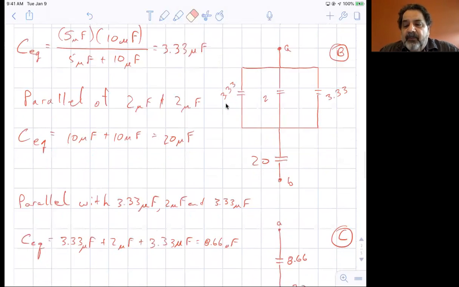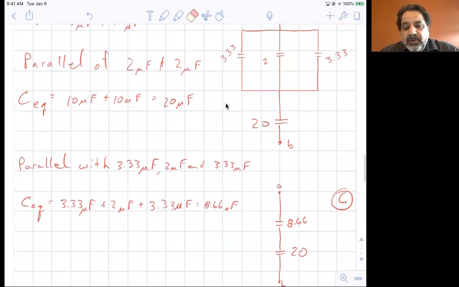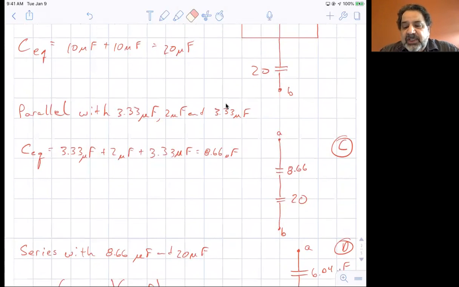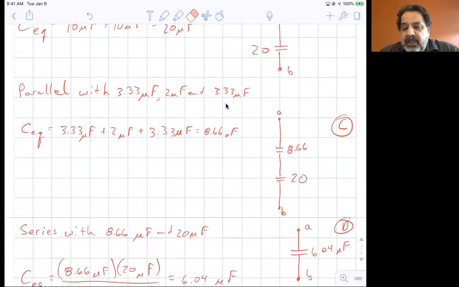Now we have to combine these parallel capacitors, and when they're in parallel, you just add them together. So the parallel with the 3.3, the 2, and the 3.3, you add those together, you get 8.66 microfarads. So now we have 8.66 and 20 in series. That's C.